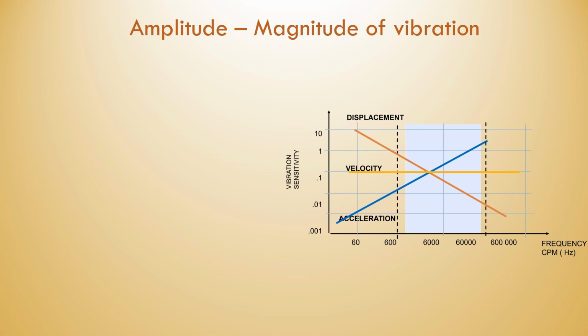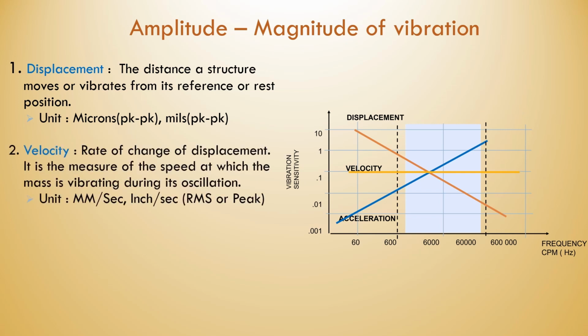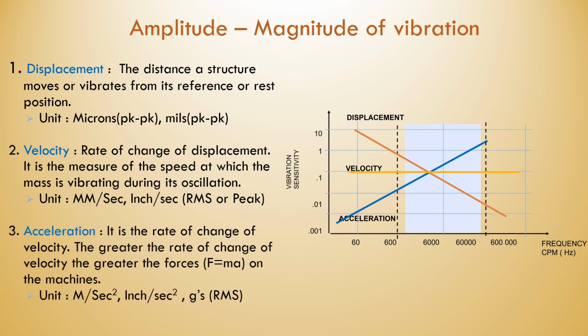Displacement refers to the distance a structure moves or vibrates from its reference or rest position. Velocity describes the rate of change of displacement. It is the measure of the speed at which the mass is vibrating during its oscillation, while acceleration measures the rate of change of velocity. The greater the rate of change of velocity, the greater the forces on the machines.